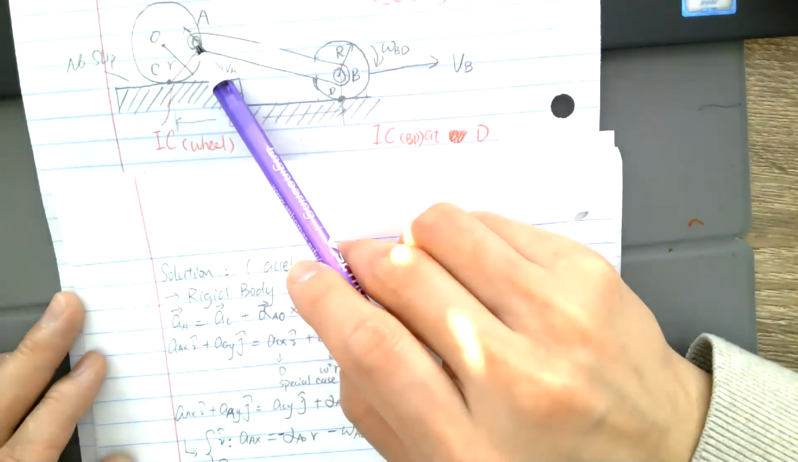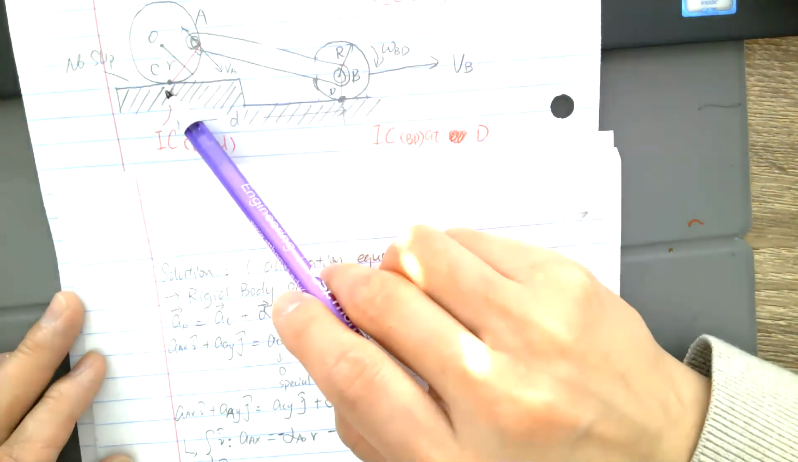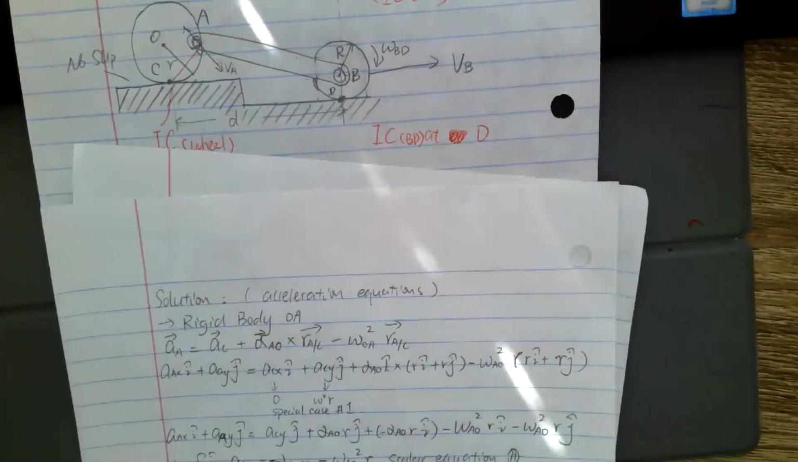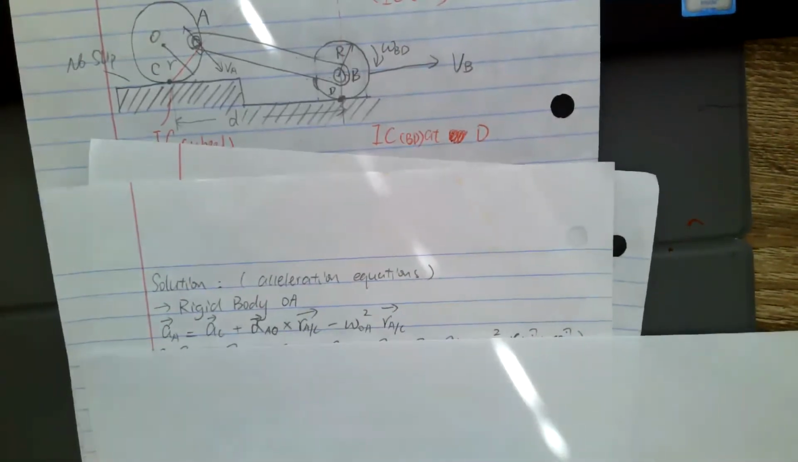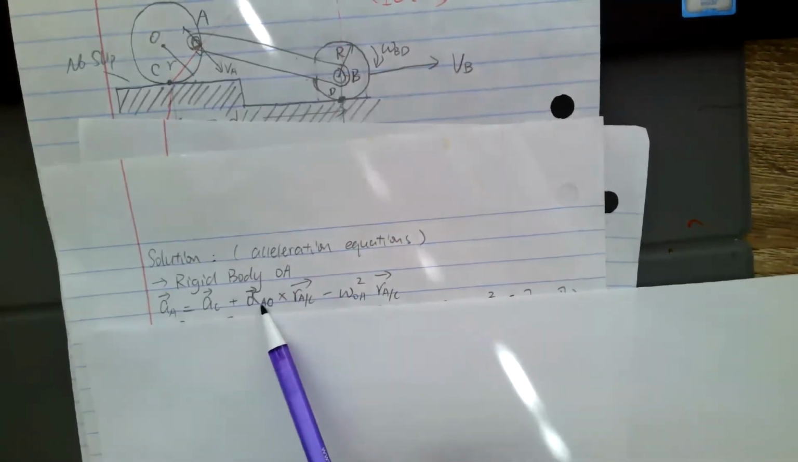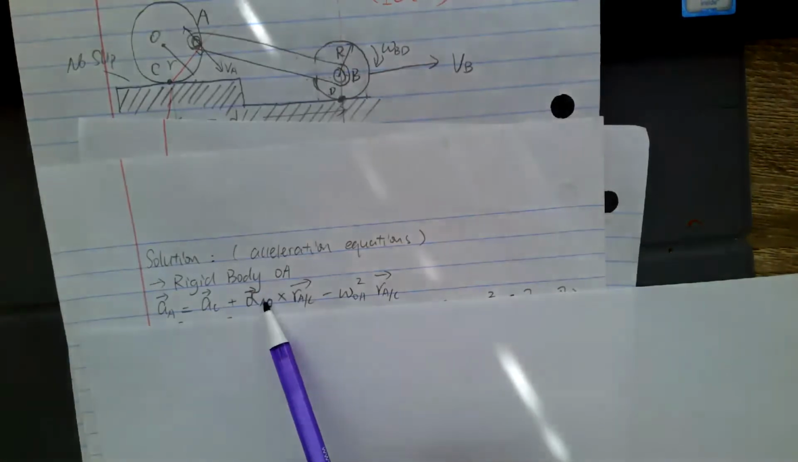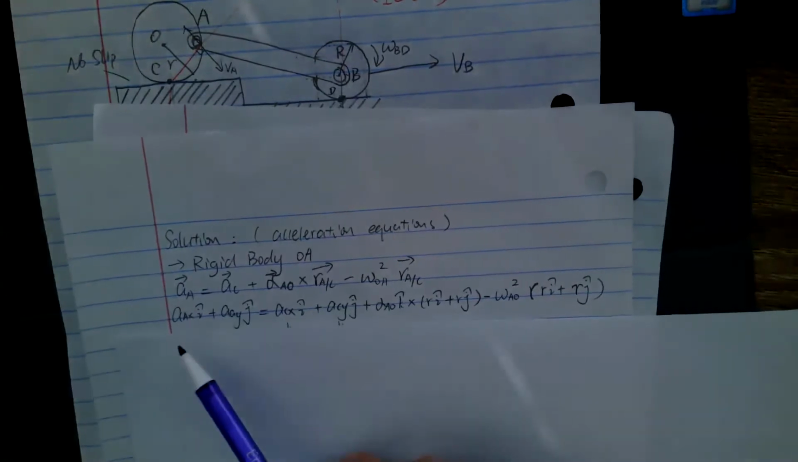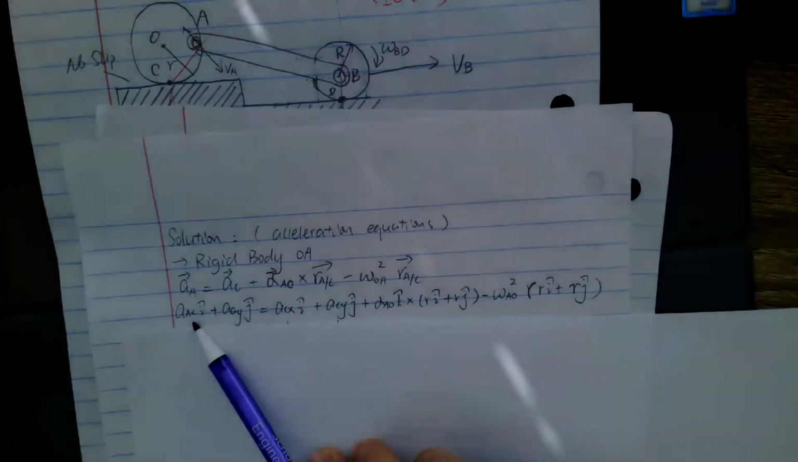We can first look at point A and point C. We can apply the acceleration equation between these two points, A and C. This is how you set up the acceleration equation. But be very careful, this alpha only belongs to alpha AO, which is the wheel AO. And break everything down to IJK form.